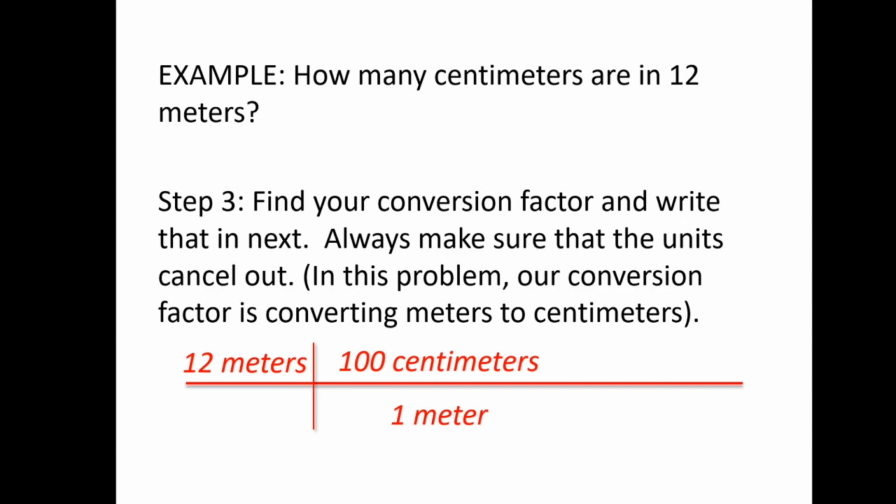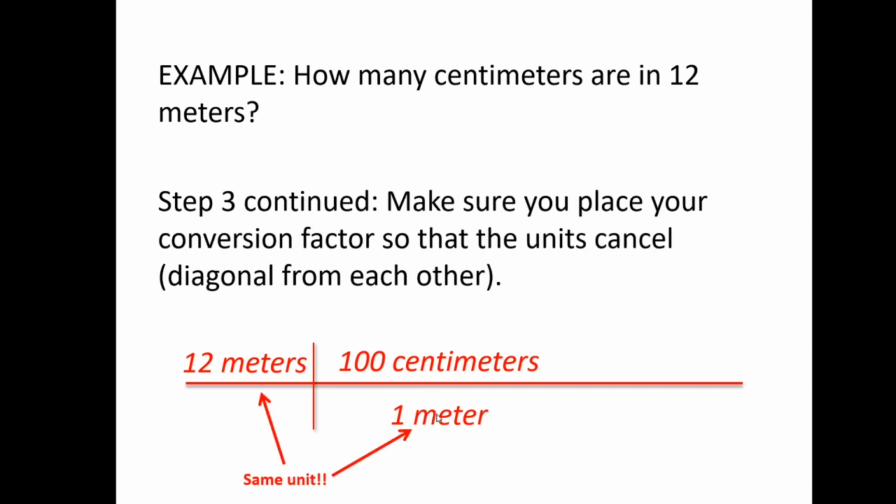In this problem, our conversion factor is converting meters into centimeters. If we have meters in the numerator, the only way to cancel meters in the numerator is to also have meters in the denominator right here. So we have to put meter here. That's why I did not put 100 centimeters on the bottom and 1 meter at the top. That would have been incorrect. I would have ended up with meters squared in the numerator and centimeters in the denominator. But in this case, meters will cancel out with meters, and that's the same unit.